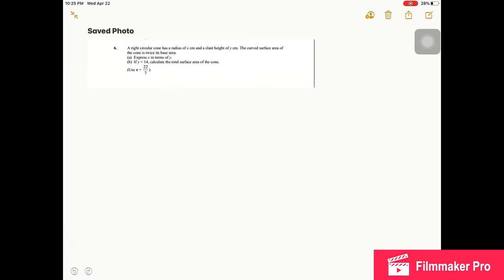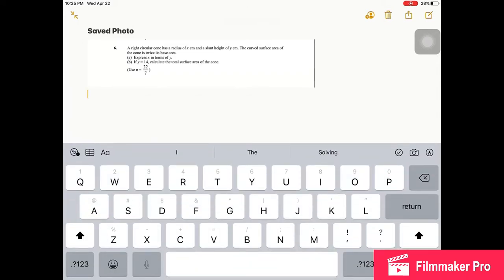So this is about the surface area of 3D geometry shapes. So let's look at the question. A right circular cone has a radius of x cm and a slant height of y cm. The curved surface area of the cone is twice its base area. Now kids, that's the information that we need to solve this question.